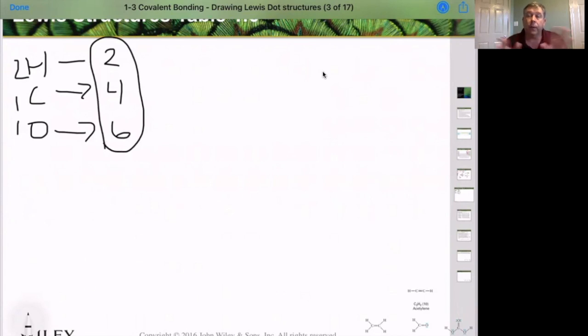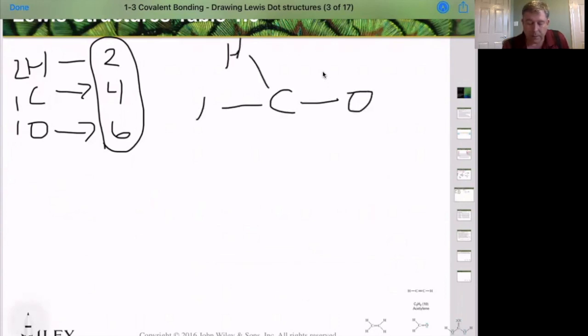So let's start arranging things around here and see how we have. A lot of the times we want to try to put carbon in the middle. It just seems to help a lot of the time. So we have carbon here and we want to bond it to an oxygen, a hydrogen, and another hydrogen here. Okay. So when we do that, all we've done is created our structure right here.